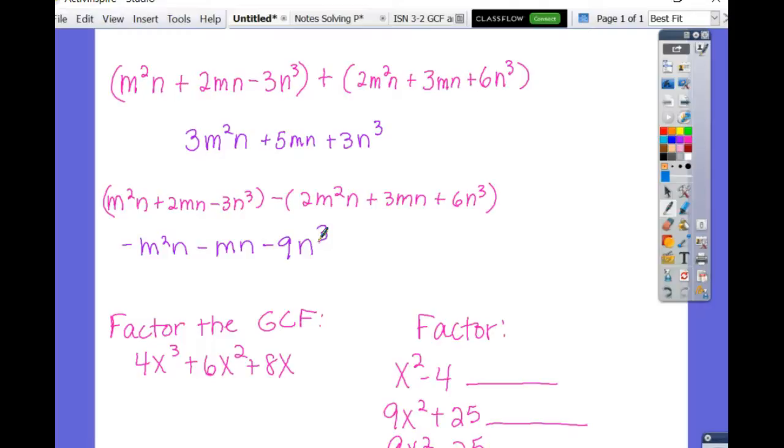Greatest common factor. So what number can I divide 4, 6, and 8 by? 2. So if I divide by 2, now I have a 3, a 2, and a 1. So it's the smallest exponent. 1, so I'm dividing all of these by x. So I get 2x times 2x squared plus 3x plus 4.